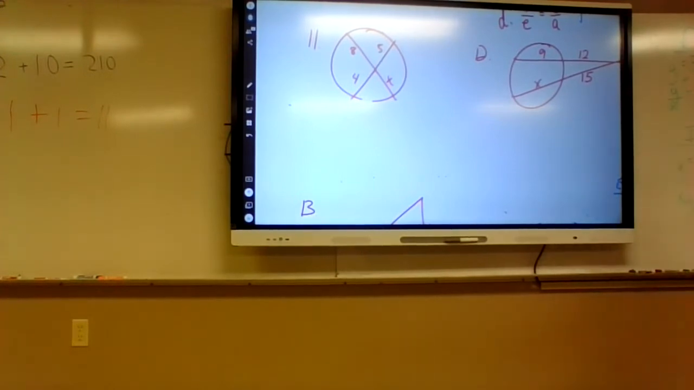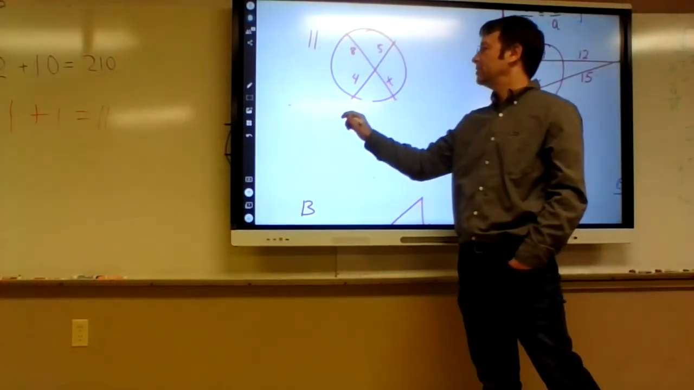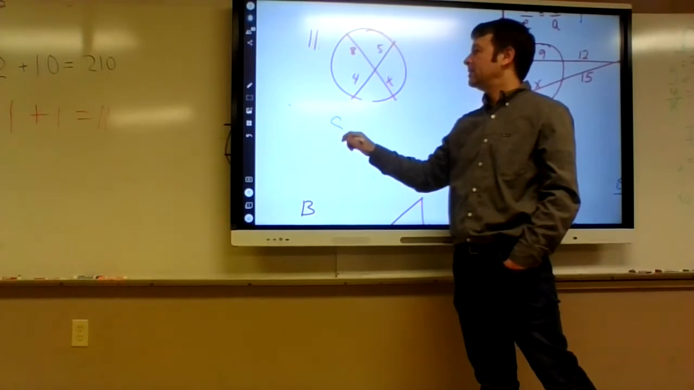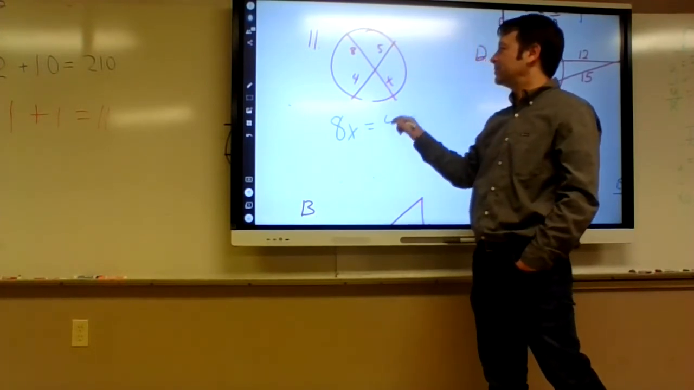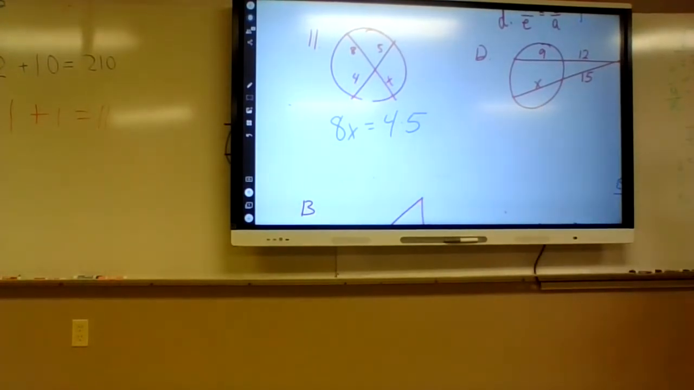Okay, 11. If you remember how to do 11, this will be one of the easy ones. How do we do 11? 8 times x equals 4 times 5. You actually could do 8 over 4 equals 5 over x, but I don't recommend thinking of it like that. Just do 8 times x equals 4 times 5.